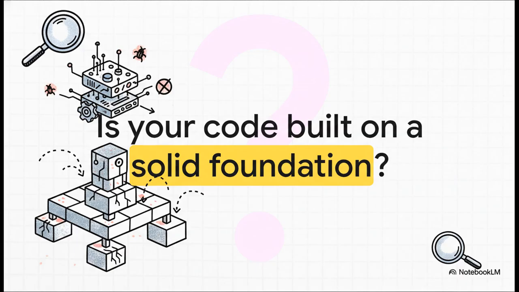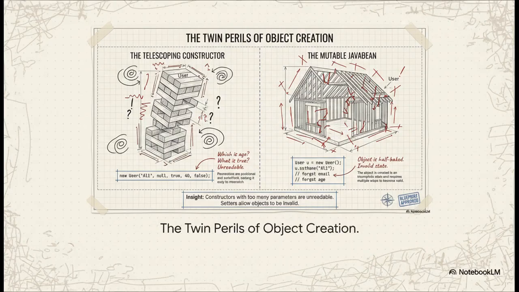So let's kick things off with a question that every single developer has to face at some point. When you're creating complex objects, how do you do it without accidentally building a house of cards that's just waiting for one subtle bug to bring the whole thing down? See, if you don't have the right blueprint from the get-go, you're pretty much guaranteed to fall into one of two classic traps. We call them the twin perils. On one side, you have confusing, unreadable constructors, and on the other, you have these dangerous, half-built objects.